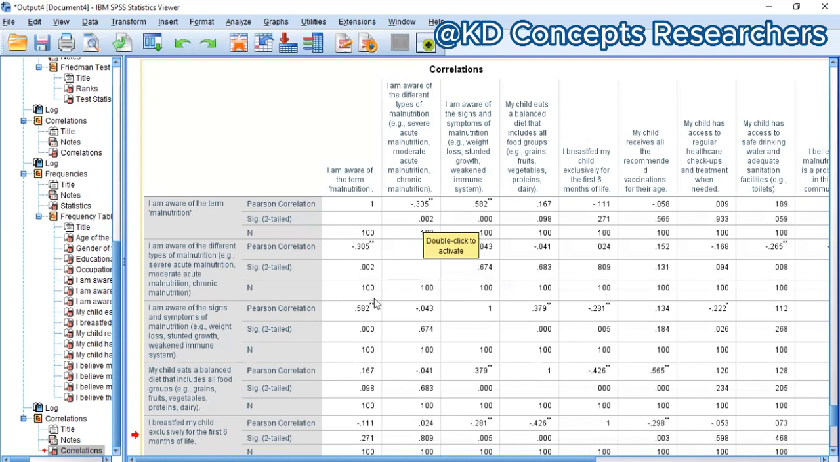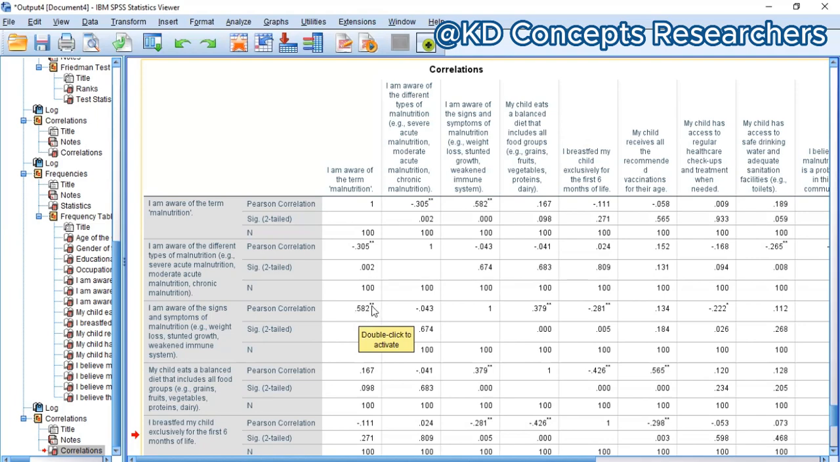However, if you look at the correlation between "I'm aware of the term malnutrition" and "I'm aware of the signs and symptoms of malnutrition," we see that this is a positive correlation of about 0.582. Now, this simply states that awareness and knowing the symptoms have a positive relationship. That is why this correlation here is positive and it is significant.